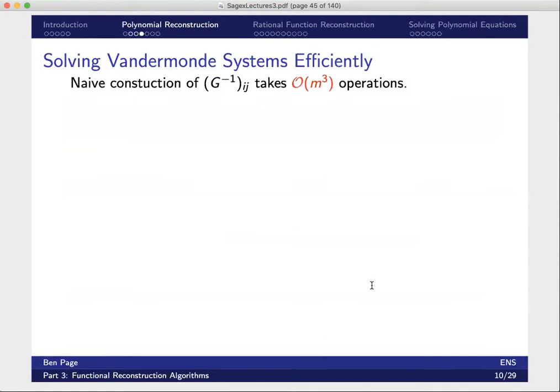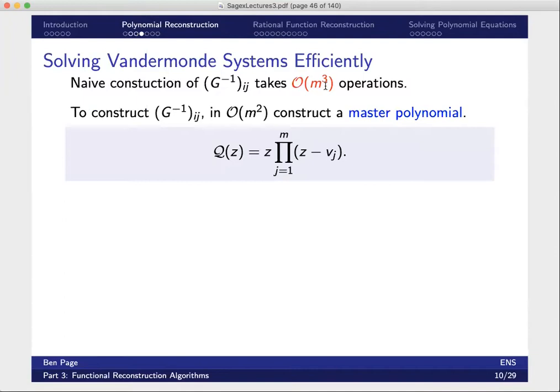Now, if we try to use this formula to actually build the inverse matrix, it turns out that every time you expand this polynomial to get its coefficients, it takes m squared operations. So if you do it for each of the polynomials, this is going to take big O of m cubed operations, which is no improvement on our Gaussian elimination. However, most of the operations that you're doing in this multiplication are the same for every value of i. And so there's a clever way to achieve a better complexity. To do this, we're going to construct a polynomial, curly Q of z, that we'll call our master polynomial. And this is just going to multiply over all of the roots now.